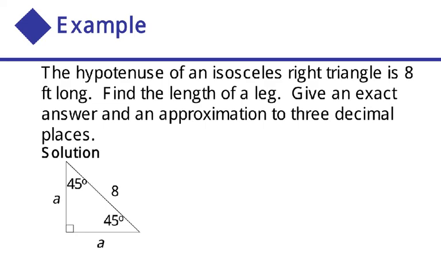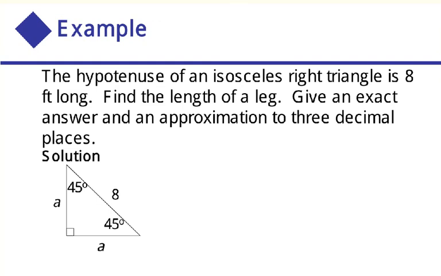So in this example, we have the hypotenuse is A times the square root of 2. So A equals 8 over the square root of 2. We always want to rationalize our denominators.